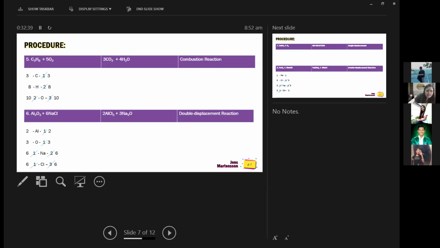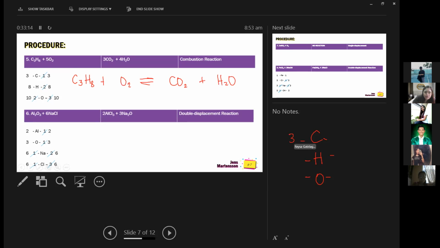Let's have it here na lang. C3H8 plus oxygen equals, wala ka ng ibang product, carbon dioxide lang, and water. So if you balance this, you only have 3 elements, carbon, hydrogen, and oxygen. Ayan. Again, sa combustion reaction ha, hindi ka na mag-iisip ano yung magiging products, automatic carbon dioxide and water, and all you need to do is to balance the equation.